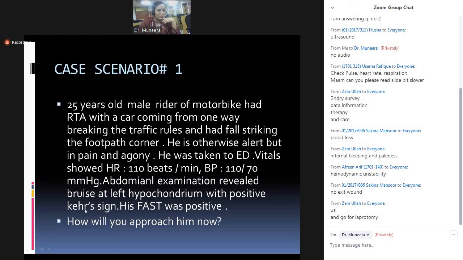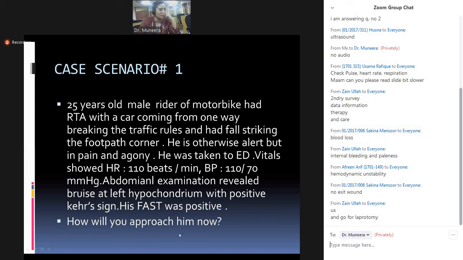That means there is left shoulder tip pain because of the blood around the spleen irritating the left hemidiaphragm, which has a dermatomal association. The tip of the diaphragm is at the C3-C5 level, and you have a positive Kehr's sign and a positive FAST. So this patient has splenic trauma.